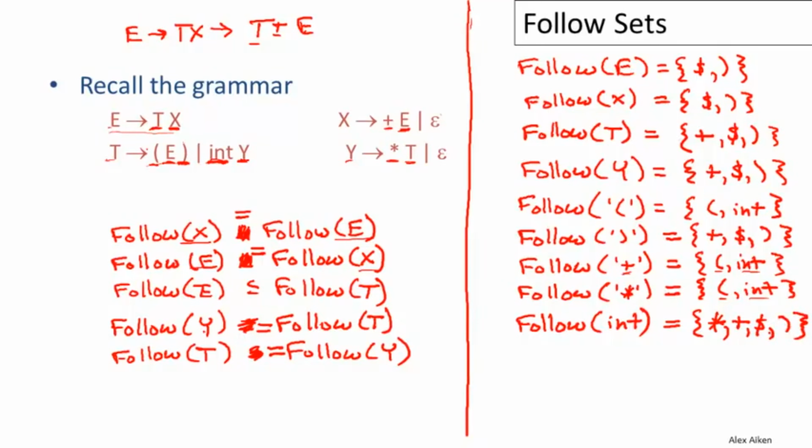Okay. And what does that tell us? Well, that tells us it's okay for almost anything to follow an int, but an open paren cannot follow an int. So you can't have another nested expression begin right after an int without an intervening operator. All right, and that completes the computation of the follow sets for this example.